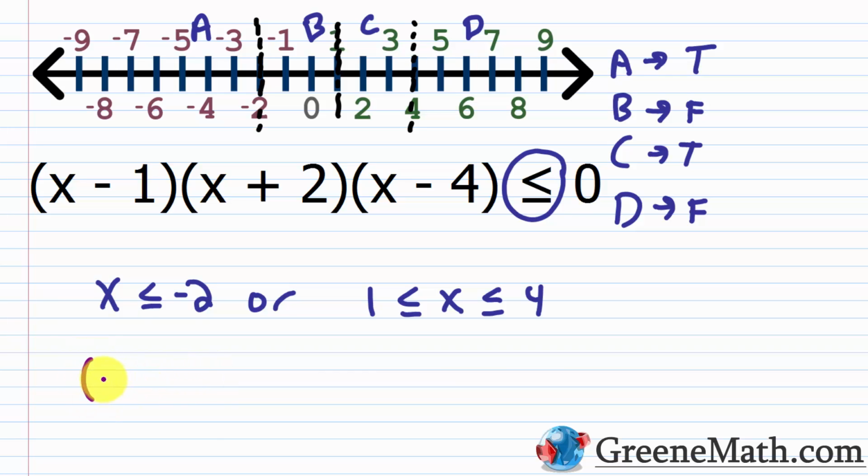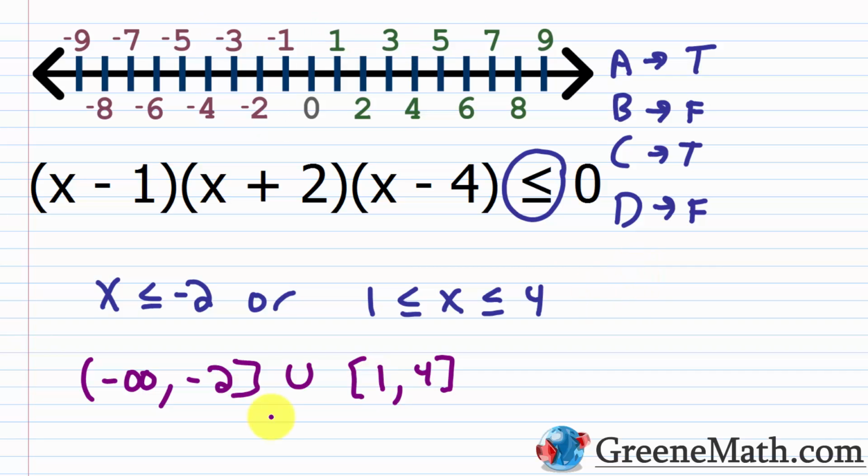So in interval notation, I can say from negative infinity up to and including negative 2. And it's the union with anything from 1 to 4 with them both being included. So graphically, we can say that at negative 2, we'd put a bracket. We'd shade everything to the left. And then at 1, we'd put a bracket. And at 4, we'd put a bracket. Let me make that a little bit better. And then we'd shade everything in between here, okay? So this is our solution graphically. This is our solution using interval notation. And then again, using x, we can say x is less than or equal to negative 2, or x is greater than or equal to 1 and less than or equal to 4.